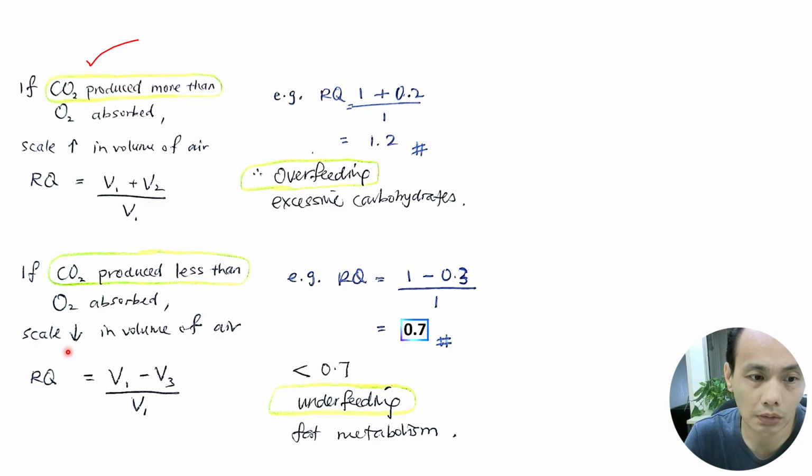If carbon dioxide produced is less than oxygen being absorbed, the volume of air will decrease. So the formula we use is a little bit different, V1 minus V3. Look at the example: because the volume of air decreases, say minus 0.3, the RQ is 0.7. So it is underfeeding. Why underfeeding? Because there is no more carbohydrate, so the carbohydrate is replaced by fat, and fat metabolism occurs.